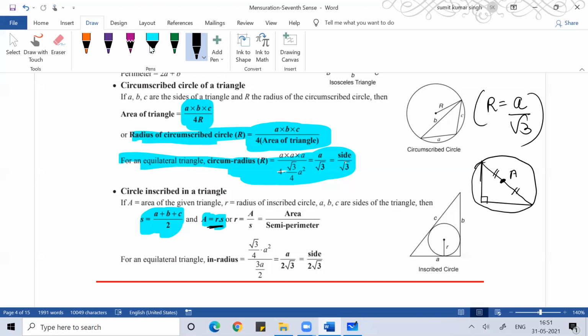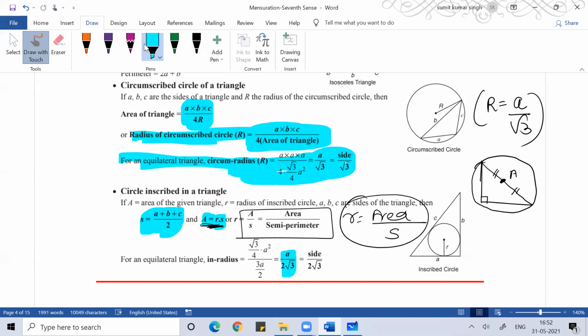So you know the area of the triangle formula, that is R into S, where S is the semi-perimeter. So R is equal to area divided by semi-perimeter. Remember this formula: area is equal to R into S. In case of an equilateral triangle, I already proved this to you: the inradius value R is equal to A by 2 root 3. You're getting this, right? Yes, sir.